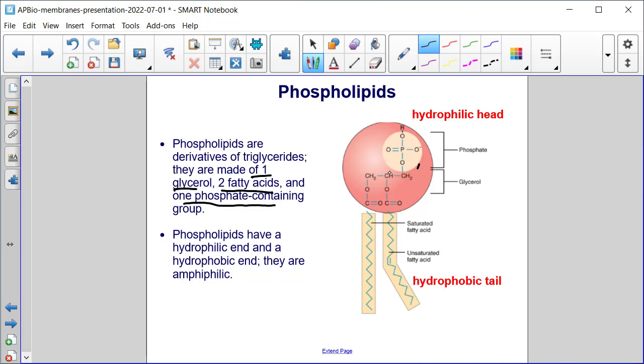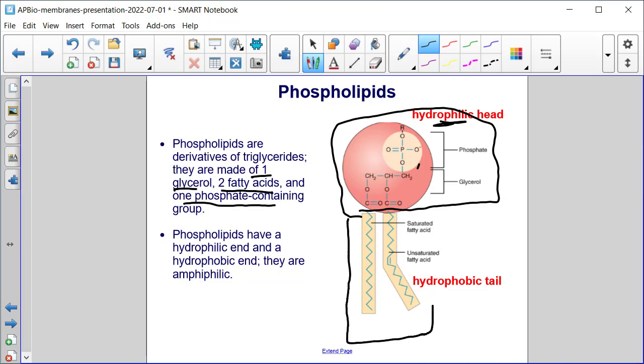Phospholipids have a hydrophilic end called the hydrophilic head, which you can see here. So the portion containing the phosphate and the glycerol is hydrophilic, and the fatty acids are the hydrophobic tail. So phospholipids as a whole are what we would call amphiphilic.